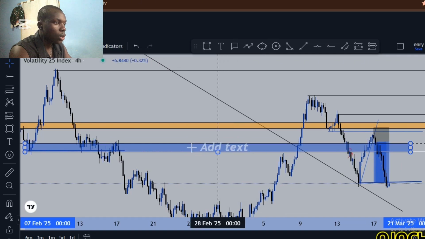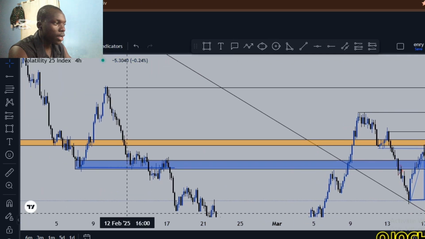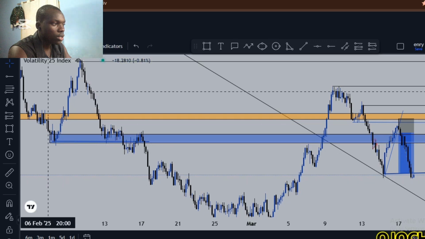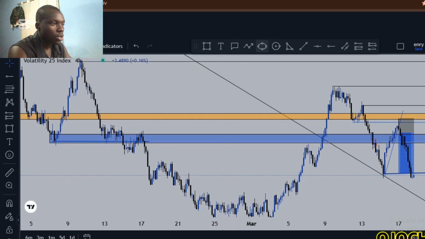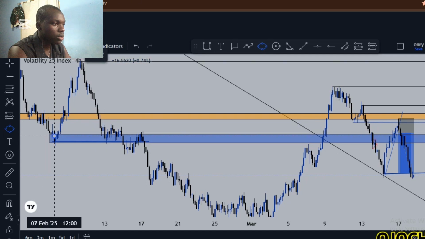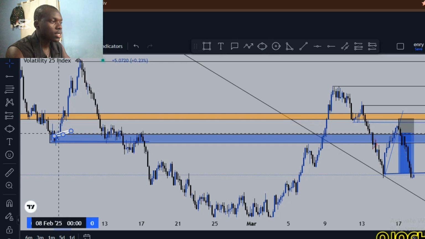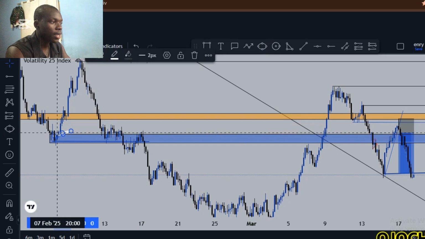So I'm going to take my rectangle tool and draw a box around this zone, because there is some kind of action on this place, you can see, and I'm going to show you all it means. So let's calculate now how many times we have seen a retest on this same point.